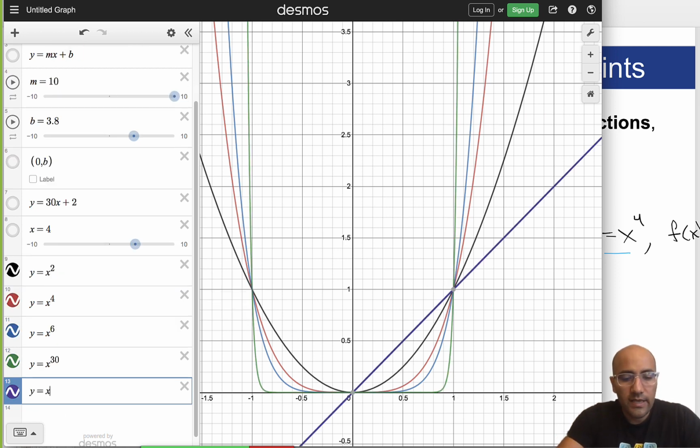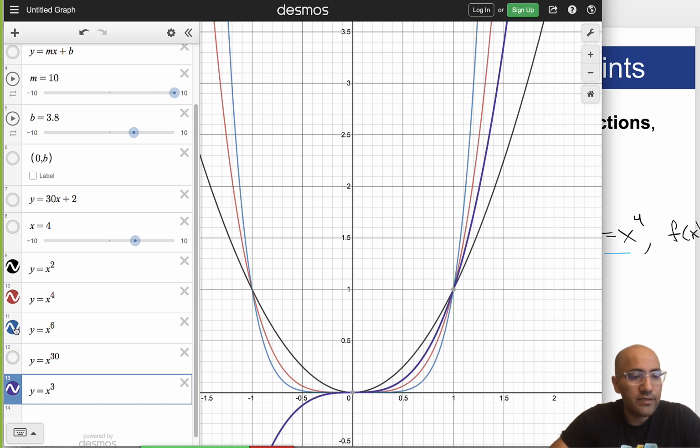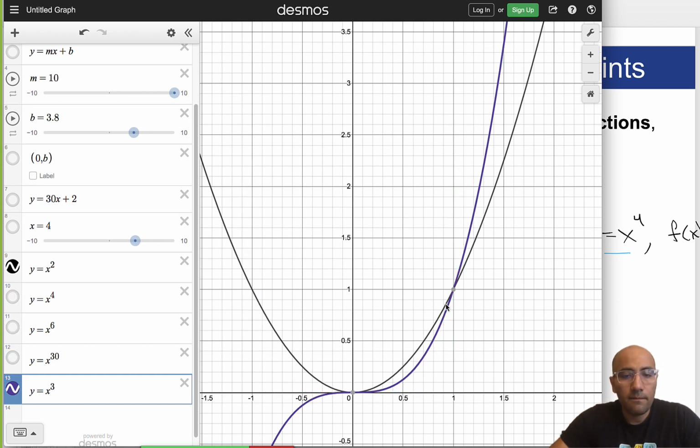Okay, y equals x to the power of 3 looks very similar to this one. So here is x squared, this black one. So you see that in quadrant 1, they look very, very similar, except x to the power 3 between 0 and 1 goes toward the x-axis a little bit faster. That's because 3 is bigger than 2, and we just saw that as the power gets bigger, it goes toward the x-axis a little bit faster. And then from this point forward, x to the power 3 goes to infinity a little bit faster. So on the right-hand side, it follows the same pattern as before.